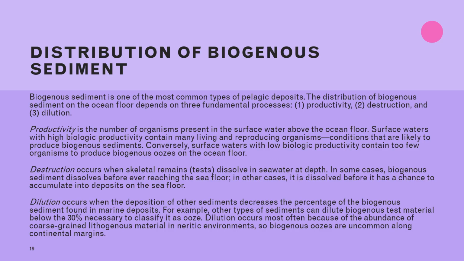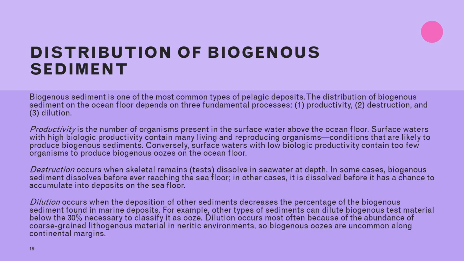Surface waters with high biologic productivity contain many living and reproducing organisms, and conditions that are likely to produce biogenous sediments. Conversely, surface waters with low biologic productivity contain too few organisms to produce biogenous oozes on the ocean floor. Number two, destruction occurs when skeletal remains dissolve in seawater at depth. In some cases, biogenous sediment dissolves before ever reaching the sea floor. In other cases, it is dissolved before it has a chance to accumulate in the deposits on the sea floor.